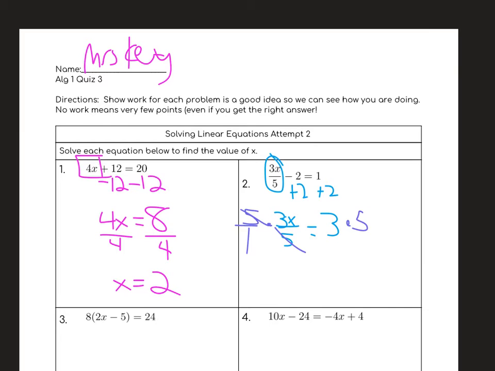So that will give you 3x equals 3 times 5, which is 15. And then my last move is to divide by 3, which means x equals 5.